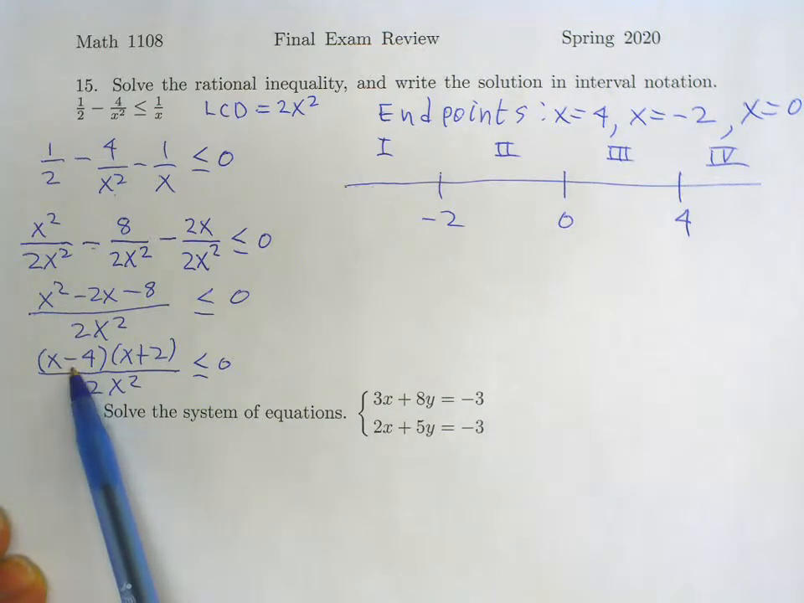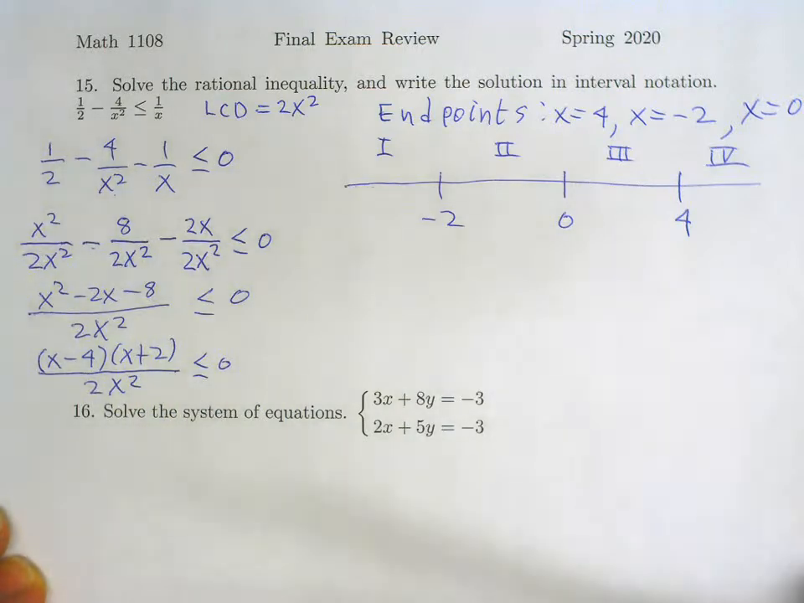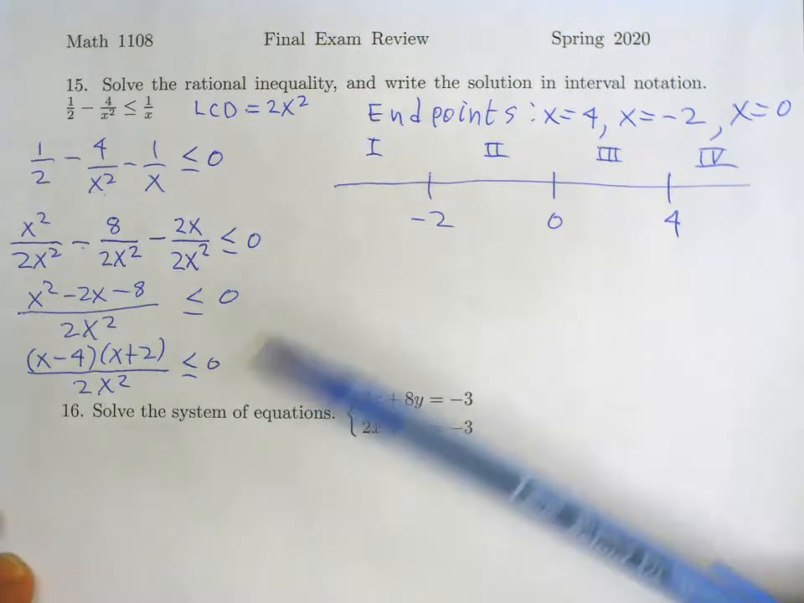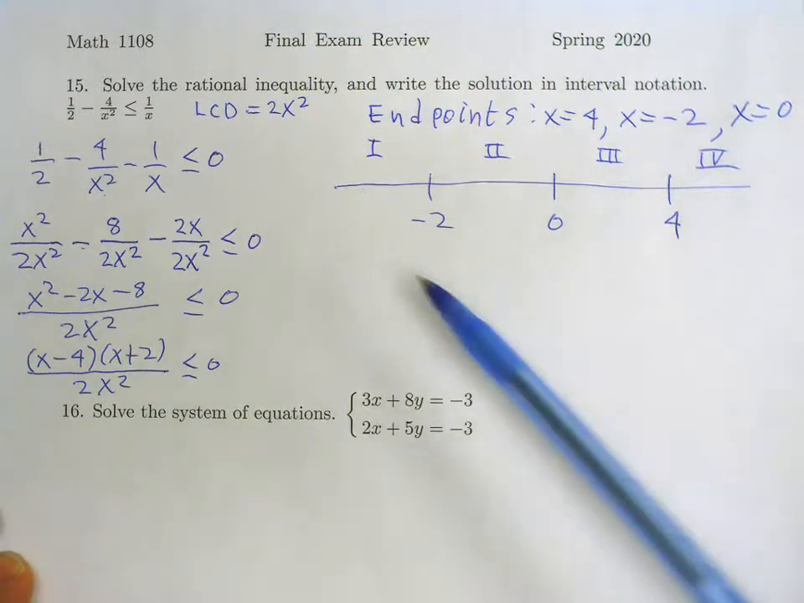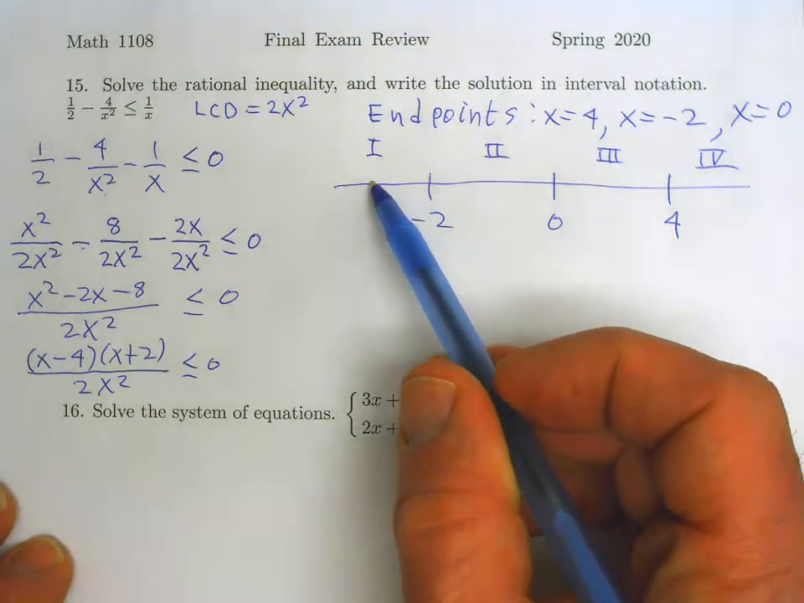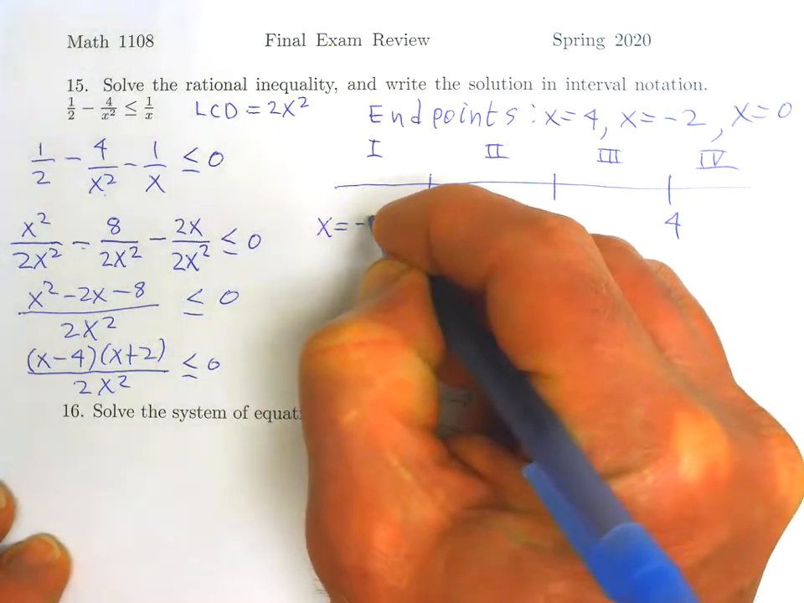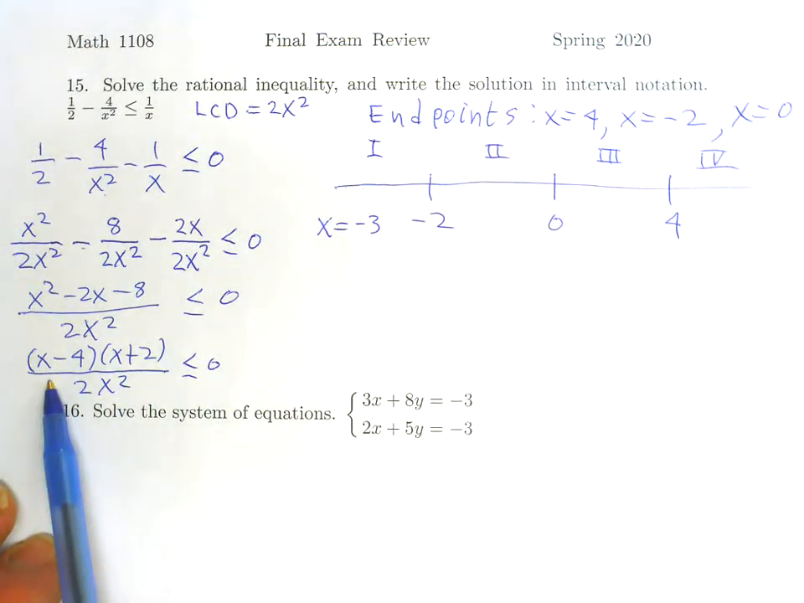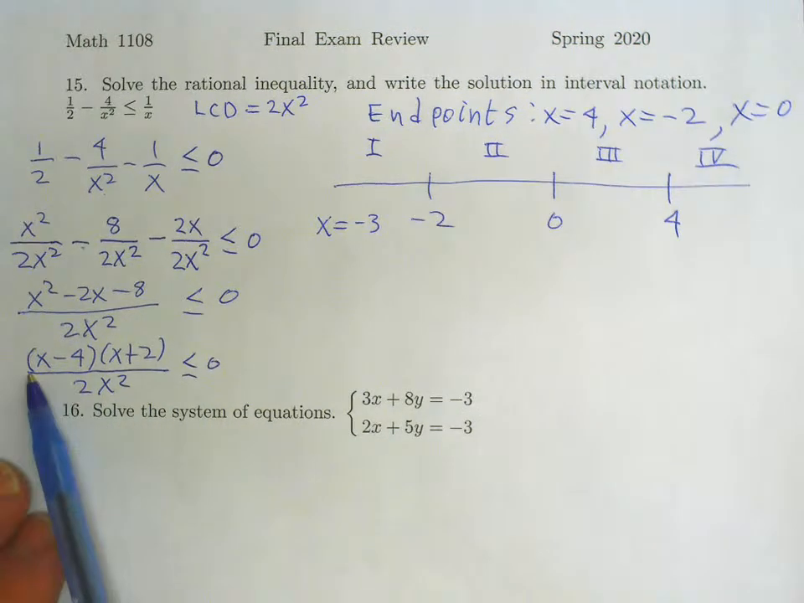The endpoints are +4, -2, and 0. Okay, so we plotted those numbers on the number line, -2, 0, and 4. We have 4 intervals to test. And in the left interval, we can pick x to be -3. And I'll use the factored form of the inequality down here, replace every x with -3.